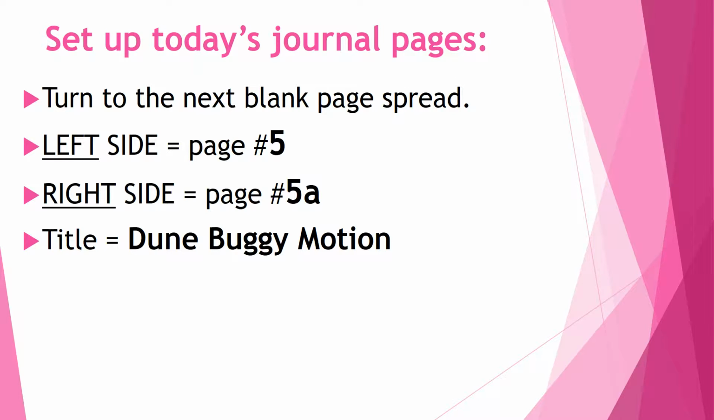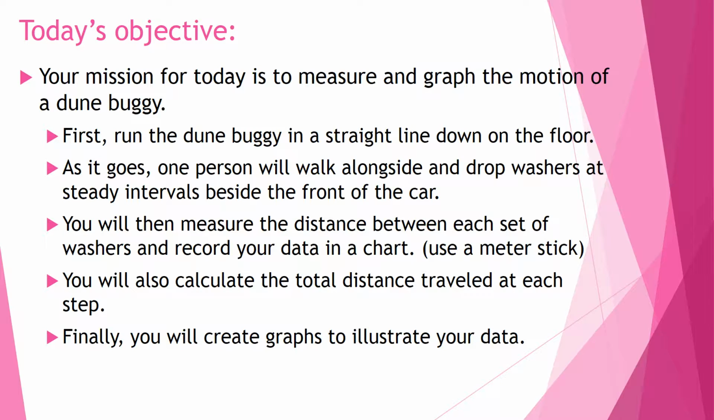The first thing you're going to do is open your notebook or your spiral to the next pair of blank pages and label them 5 and 5A. The title is Dune Buggy Motion. The objective for today is to measure and graph the motion of a toy dune buggy.